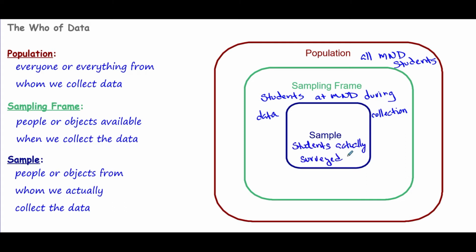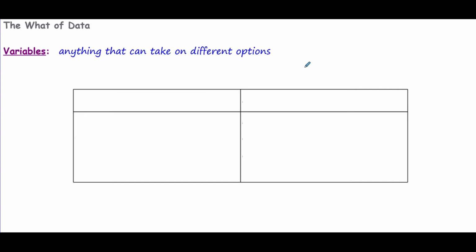So we would always like to get data from our population, but most times it is either too time consuming or expensive or just impossible. So then we're going to look at the sampling frame, which is the people from which we can choose to get information. And then we're going to make a selection from that, preferably a random selection. So the what of the data, remember, is the variables and the information that we collect using those variables.